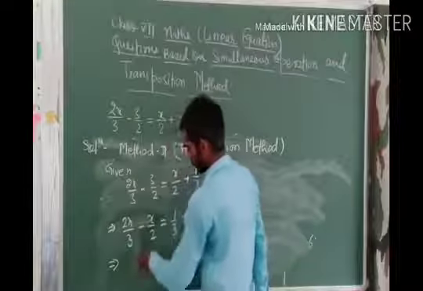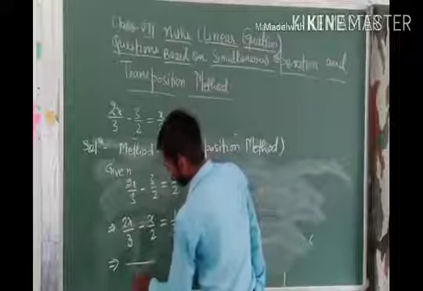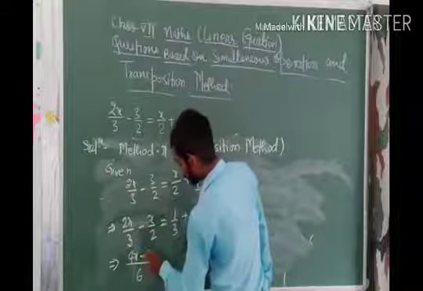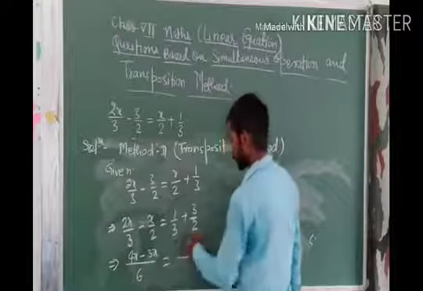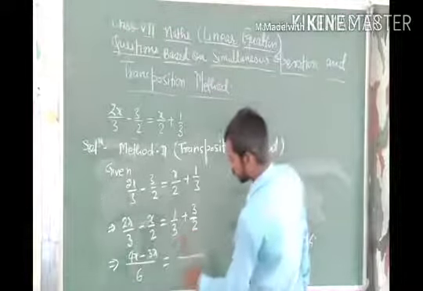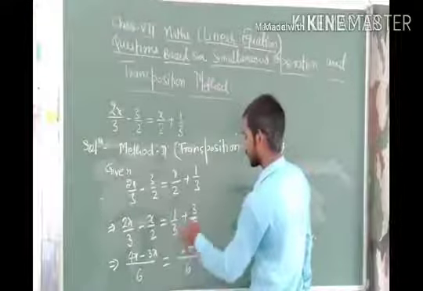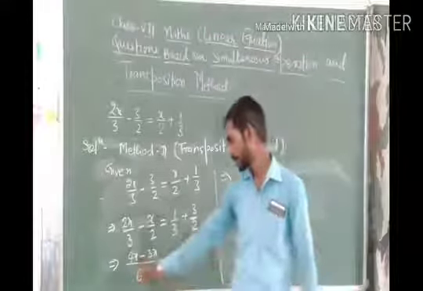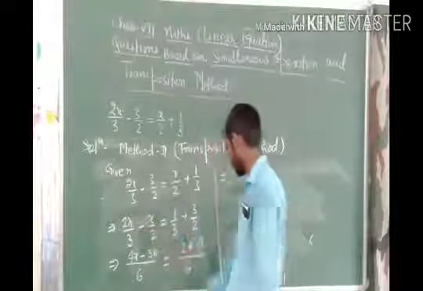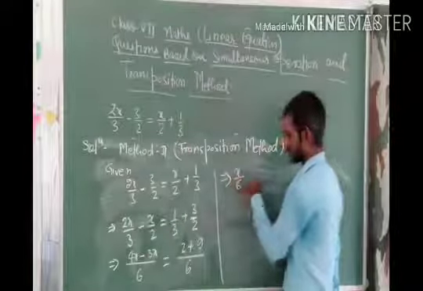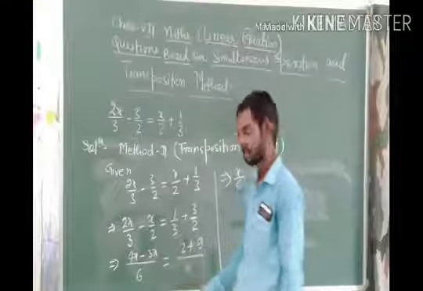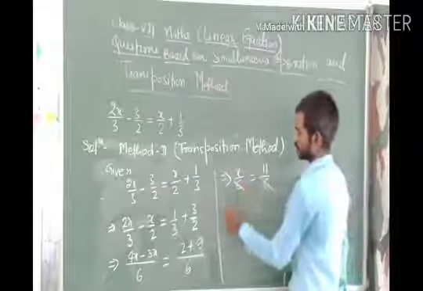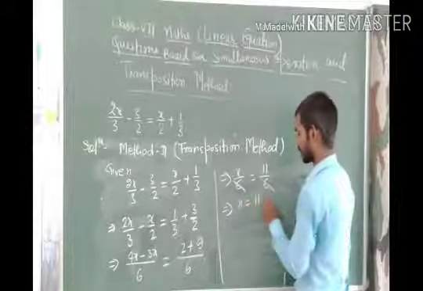Again, solve it. When we solve, this is the LCM 6, 2 2s are 4x minus 3 multiplied by x is equal to 3x, and this is equal to, here we can also see that its LCM becomes 6, and 2 1s are 2 plus 3 3s are 9. We get again 4x minus 3x is equal to x. We get x upon 6 is equal to 2 plus 9 upon 6, we get 11 upon 6. 6 and 6 we can cancel out and we get x is equal to 11.